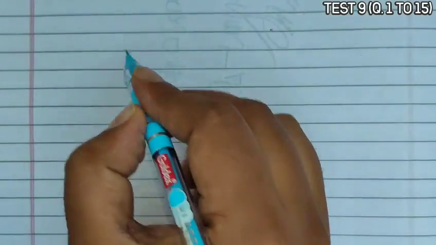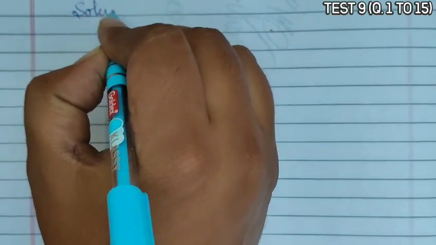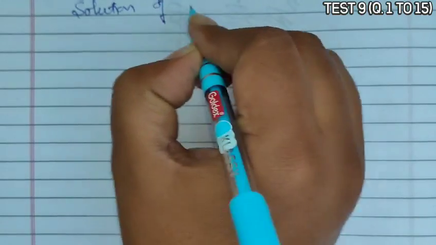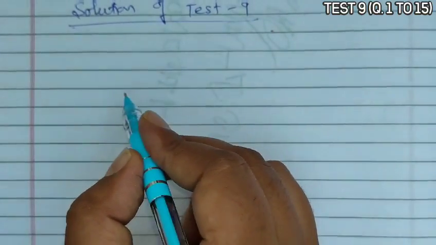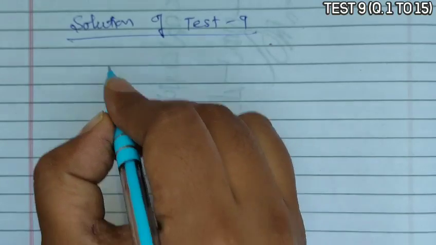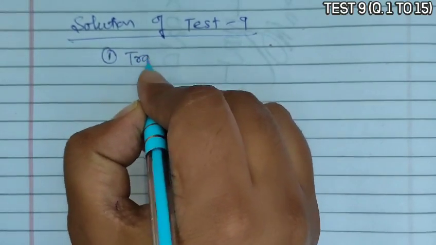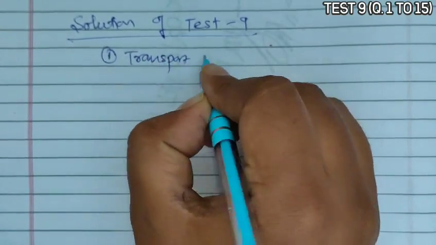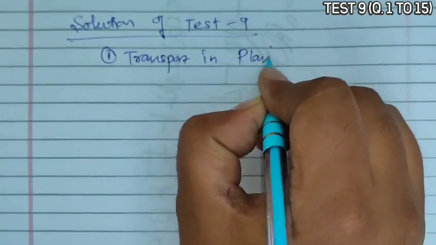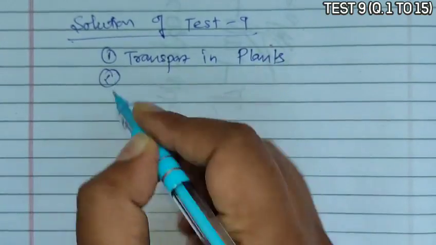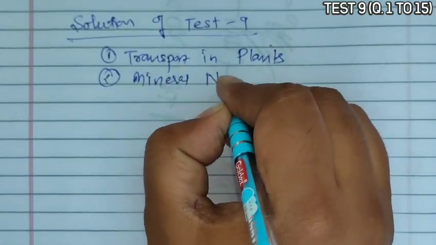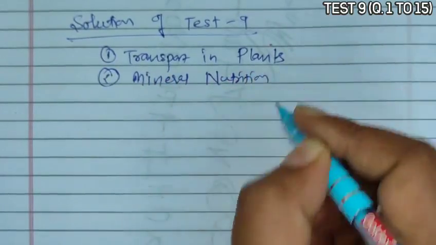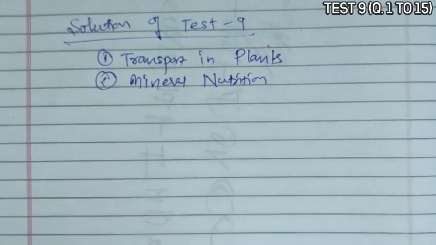So dear students, we start with the solution of test 9. In test 9, the chapters which are included are transport in plants and mineral nutrition. Now we start with the solution of question 1.